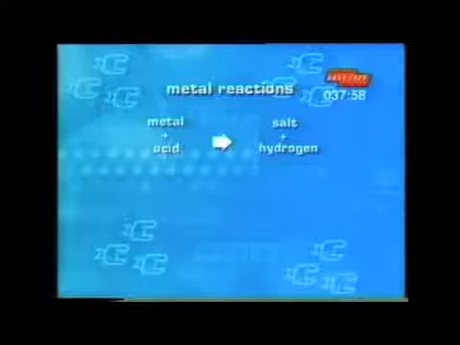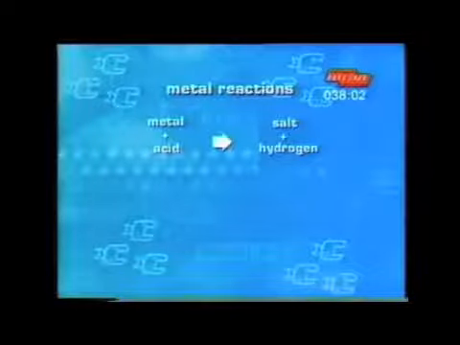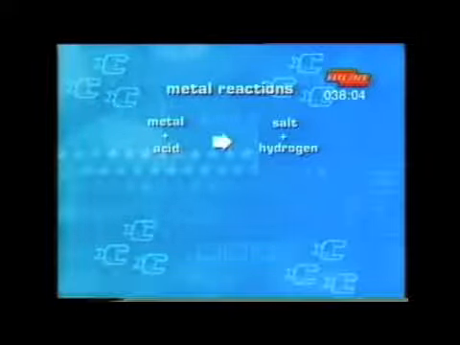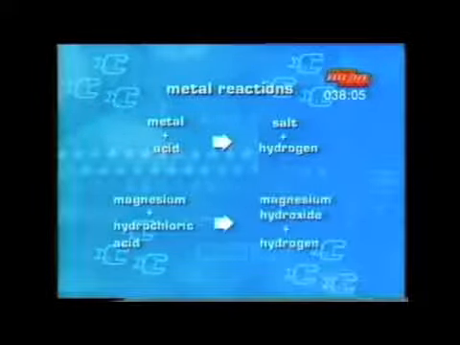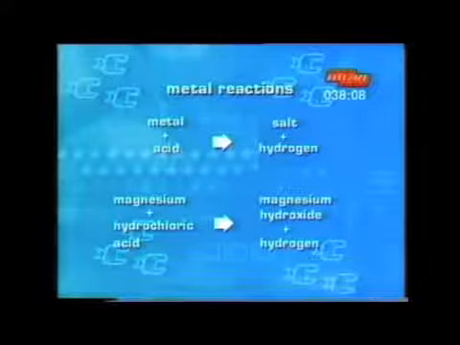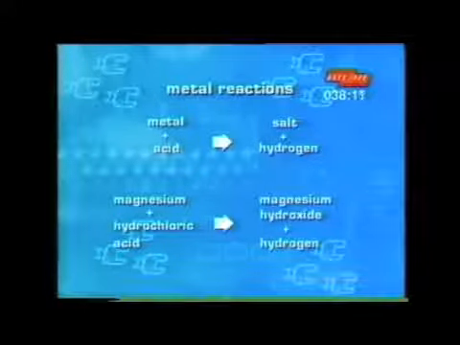And we can also write word equations for these reactions. When metals react with acids, the pattern follows: metal plus acid makes metal salt plus hydrogen. So, for example, with magnesium, the word equation is magnesium plus hydrochloric acid makes magnesium chloride, the metal salt, plus hydrogen.